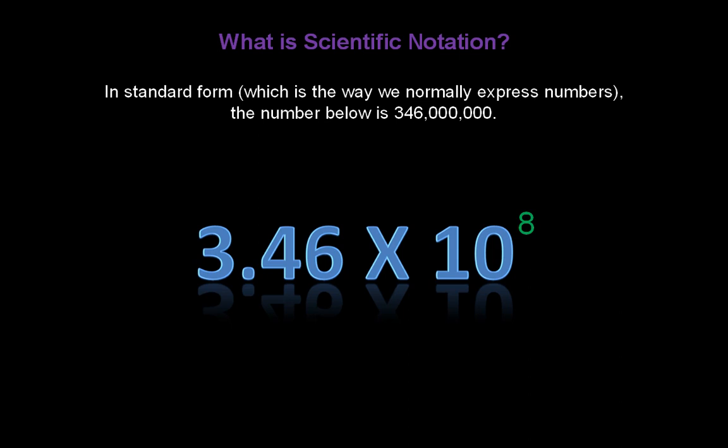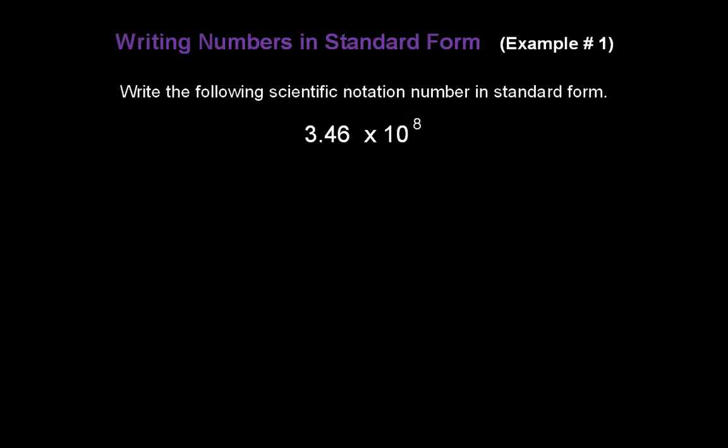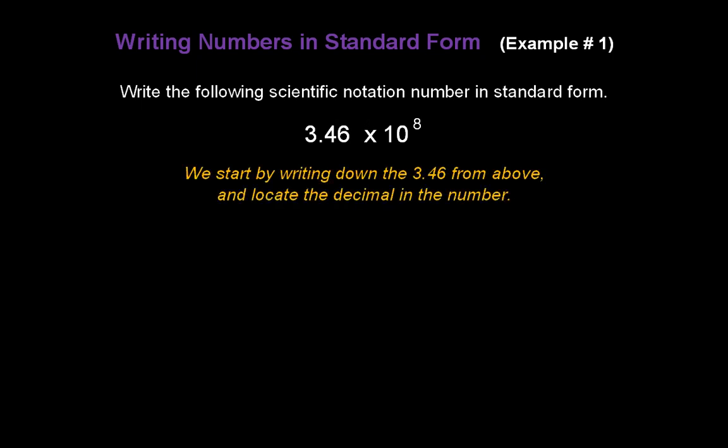In standard form, which is the way we normally express numbers, the number below is 346 million. And here's how we arrive at that. Write the following scientific notation number in standard form. It's 3.46 times 10 to the 8th. We start by writing down the 3.46 from above and locate the decimal in the number. It's not hard to find. We can see it directly between the 3 and the 4.